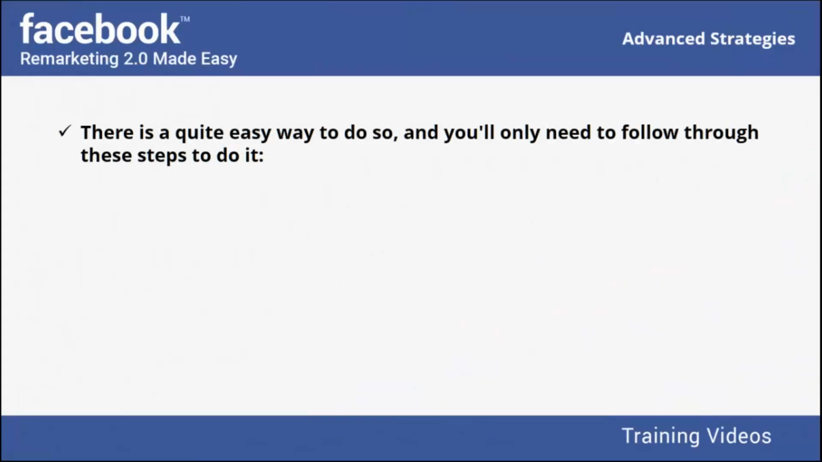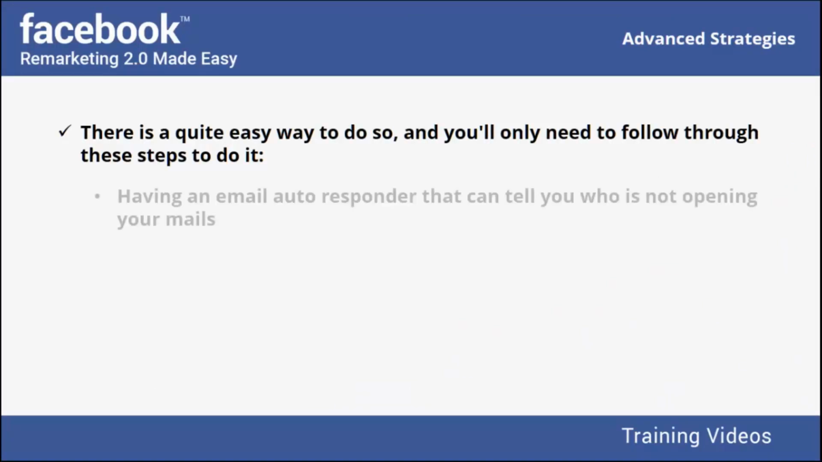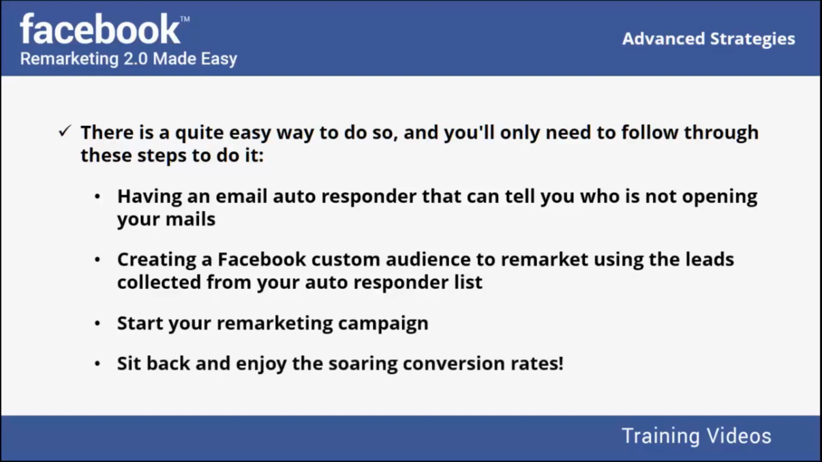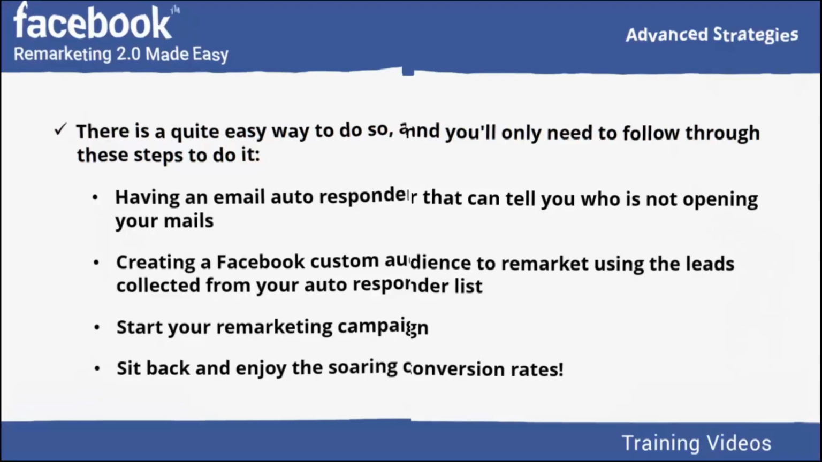There is a quite easy way to do so, and you'll only need to follow these steps to do it. Having an email autoresponder that can tell you who is not opening your mails. Creating a Facebook custom audience to remarket using the leads collected from your autoresponder list. Start your remarketing campaign, and sit back and enjoy the soaring conversion rates.